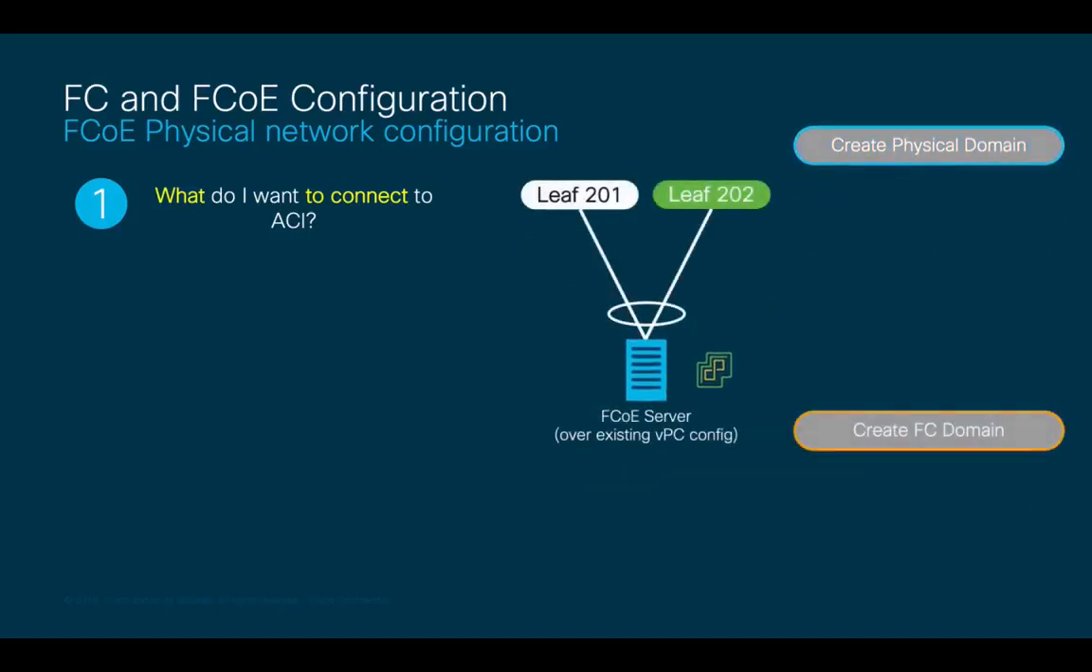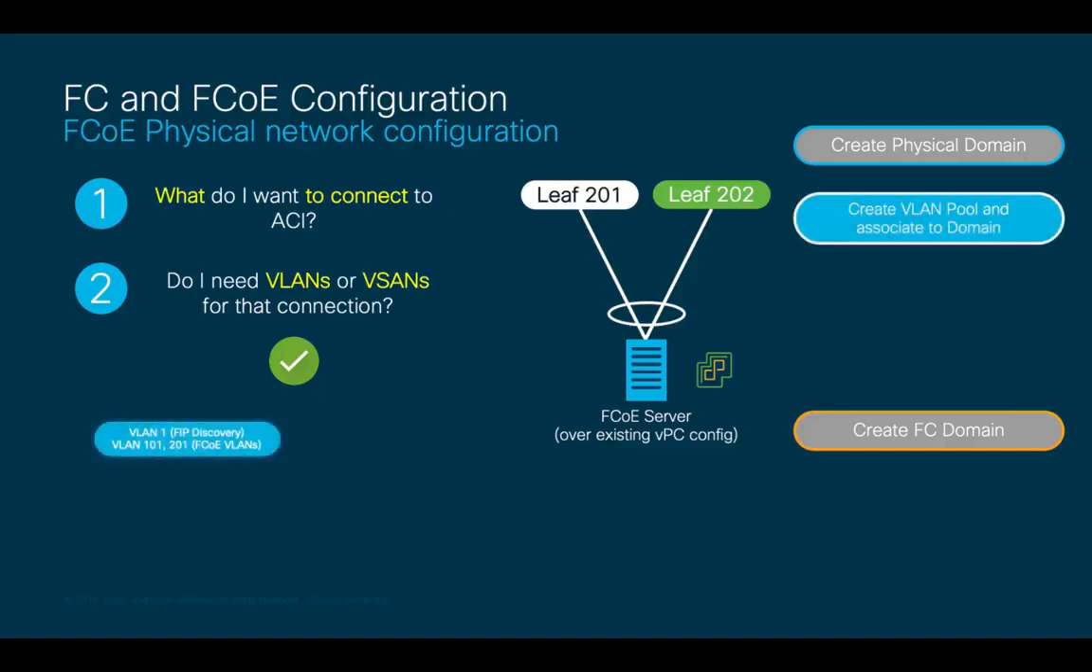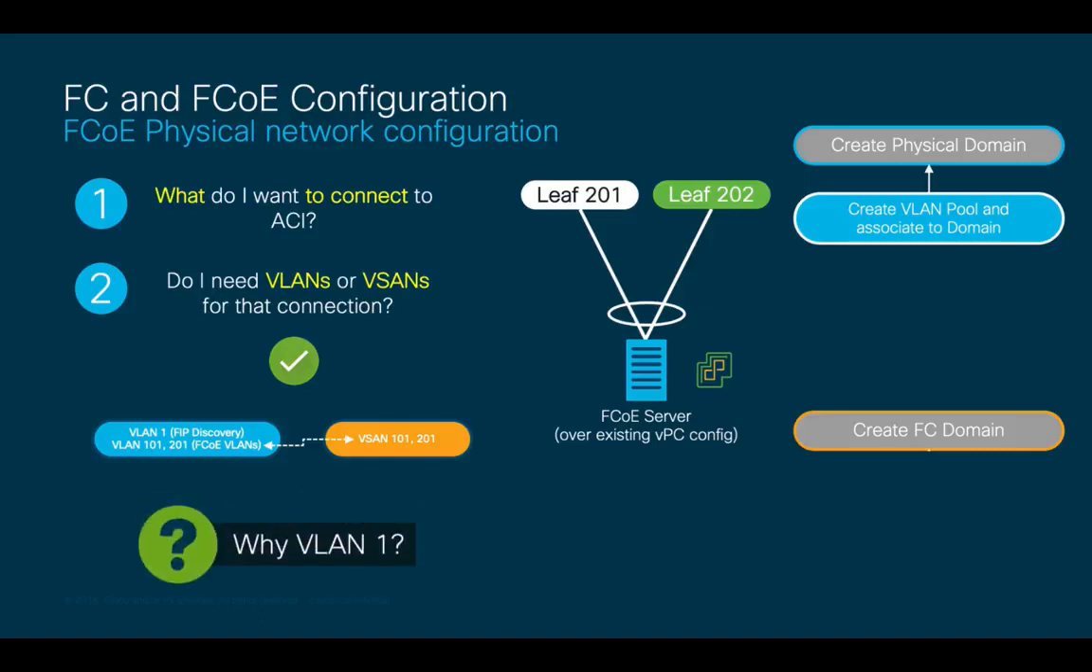The second question is, do I need VLANs or vSANs? And the answer is pretty obvious at this point. Of course we do. In this case, we will need 3 VLANs in a VLAN pool associated to my physical domain. I will add VLAN 1 and VLANs 101 and 201. VLANs 101 and 201 will be used as Fibre Channel over Ethernet VLANs to transport vSAN 101 and vSAN 201 respectively. But what about VLAN 1, you may be asking?